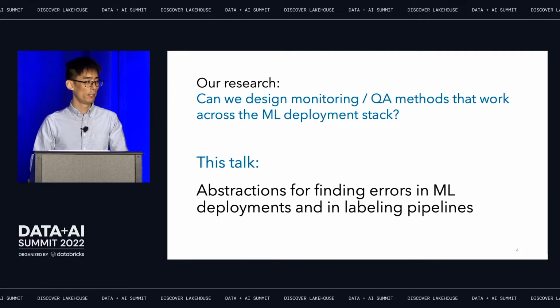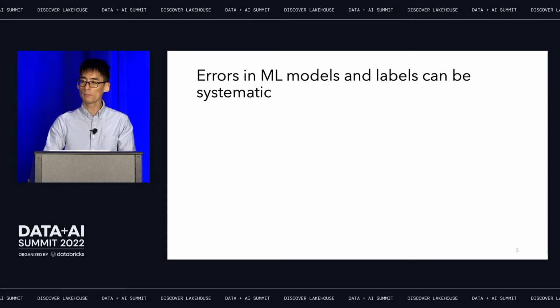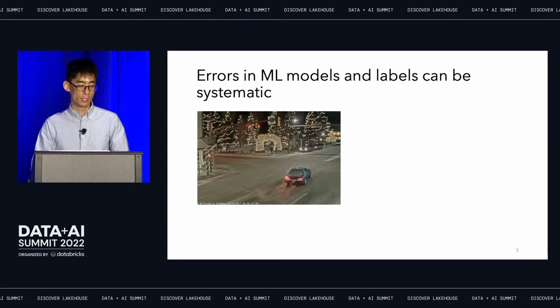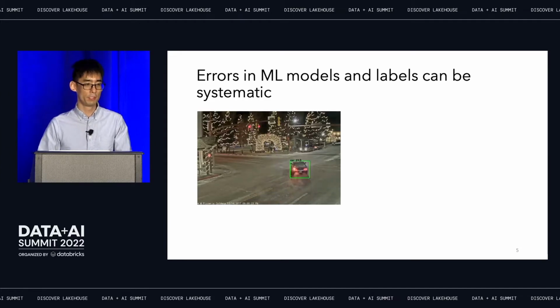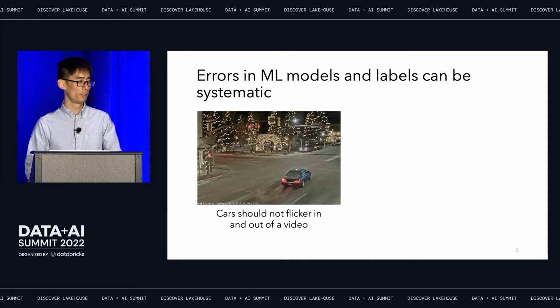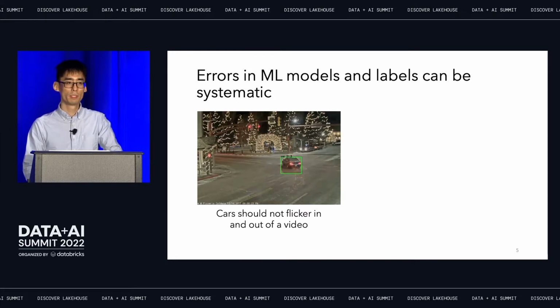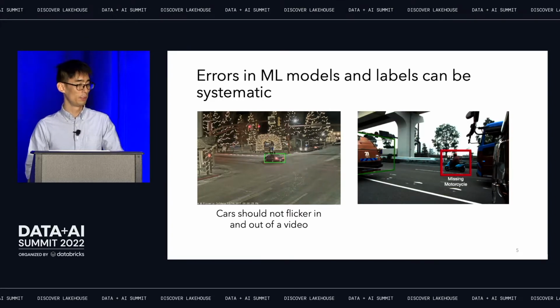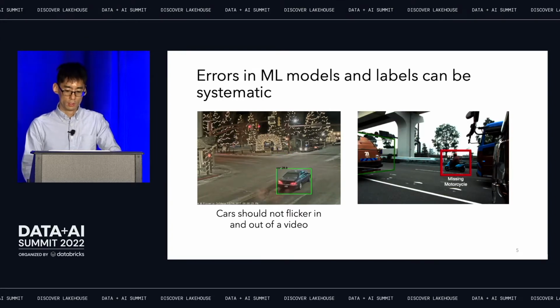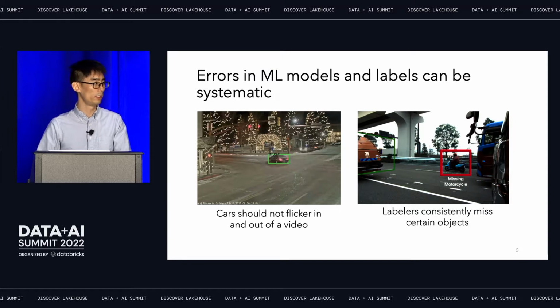What we'll use to find these errors is that errors in models and labels can be systematic. For example, what I'm showing here is a single-shot object detector over a video from a street corner. We can easily specify, without knowing anything about this model, that cars shouldn't flicker in and out of this video in this unrealistic way. Similarly, if you look at labeling pipelines, the actual data labels used to train these models, we can point out that the labelers consistently miss certain kinds of objects. For example, these motorcycles, which are relatively small in the video.